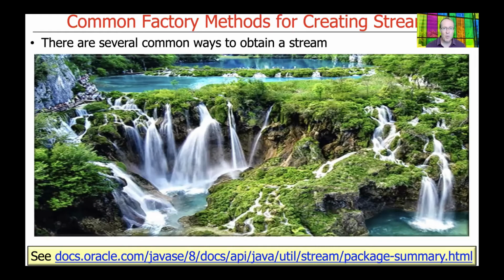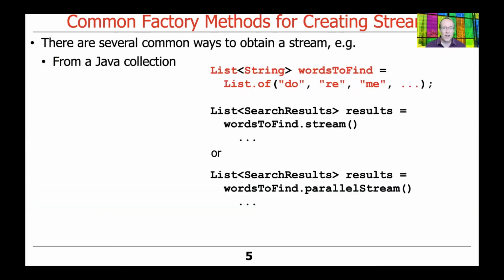So there's a bunch of different ways to obtain a stream or to create a stream. One way to do it is to take a Java collection that you've made through some other means, like initializing it from a file or statically initializing it or getting input from a user interface or whatever means you use to initialize the Java collection, such as what we show here.